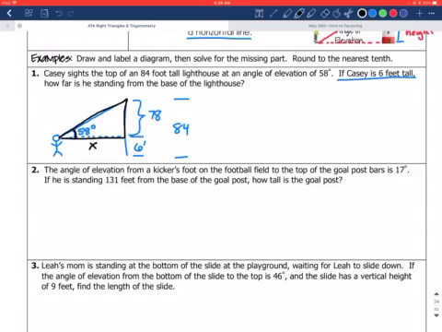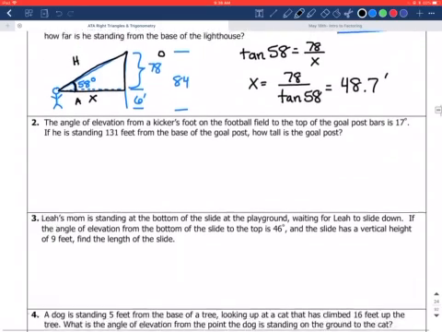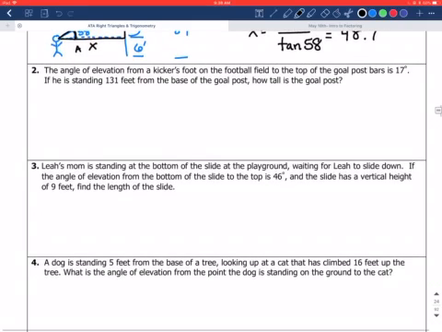So here's our reference angle. This is our hypotenuse and adjacent. So 78 must be the opposite. So they gave us opposite and adjacent, and that's going to be tangent. So the tangent of 58 degrees equals opposite, 78, over adjacent, which is x. We know that we can switch those. And then that should be 48.7 feet. All right, and make sure that you have your calculator in degree mode. If you've been working the past couple of days, your calculator should already be in degree mode.